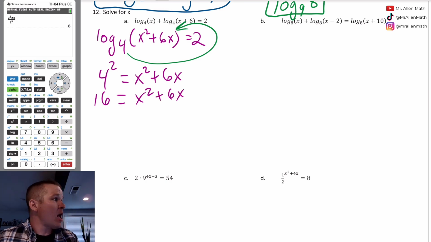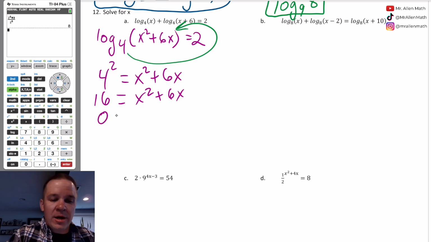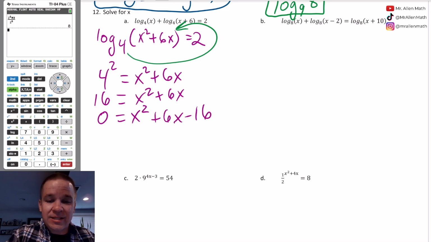And now we panic because we're like, bro, I've never seen a problem like this before. Oh, wait, you have. It's a quadratic. We set this bad boy equal to 0. We factor. It's my favorite thing to do, right? Factoring plus 6x minus 16. So what multiplies to negative 16 and adds to 6? Nothing, right? Oh, no, wait, we're wrong.